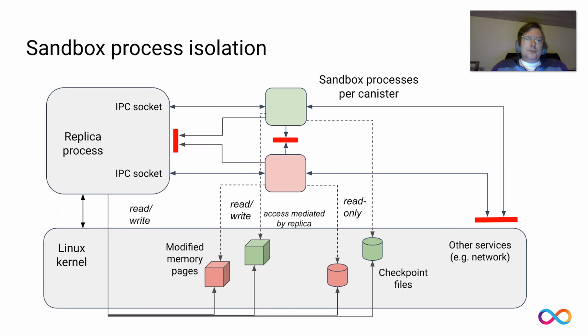sandbox. The resources that are accessible are twofold, and these are on the one hand checkpoint files, and on the other hand the modified memory pages. Both are realized as shared memory segments that are shared between the sandbox process and the replica, so both can access these. But each sandbox can only access its own shared memory segments. It cannot access the shared memory segments belonging to other canisters, while the replica has the whole picture and can access the memory of all canisters.